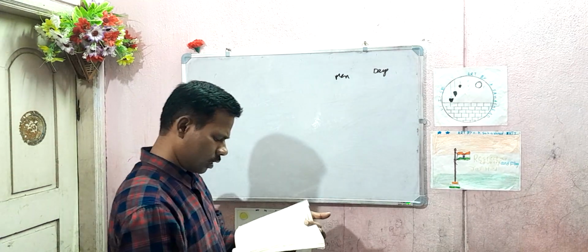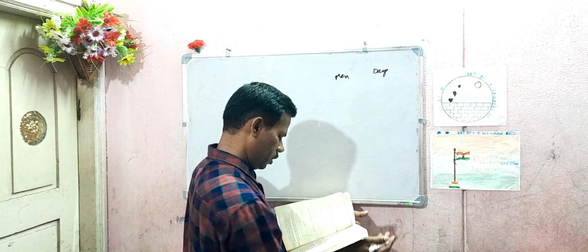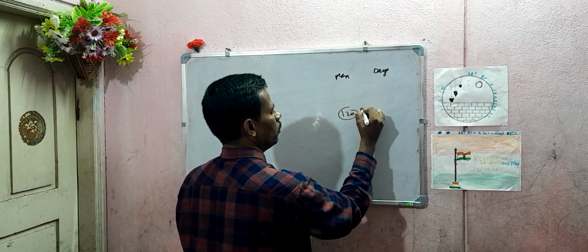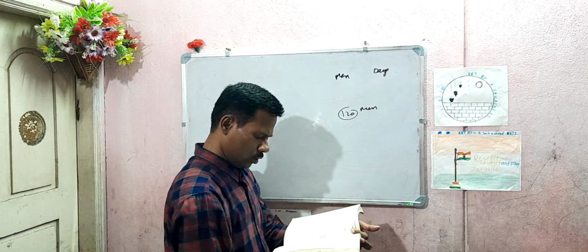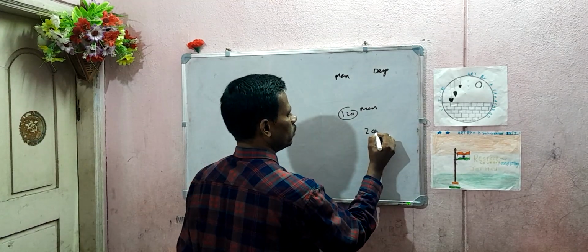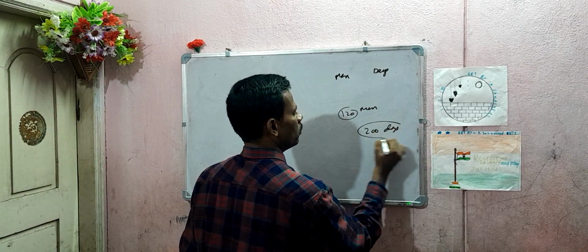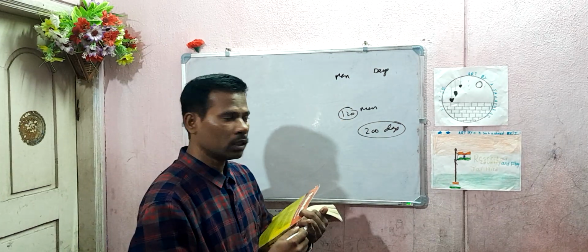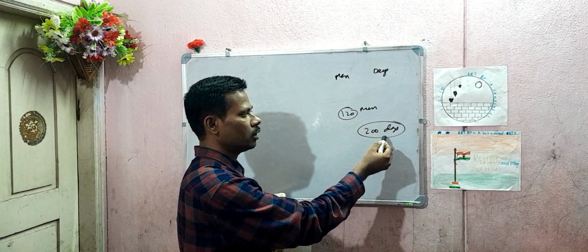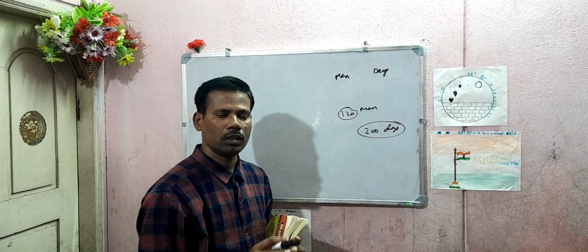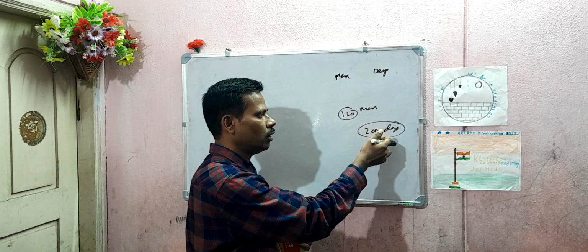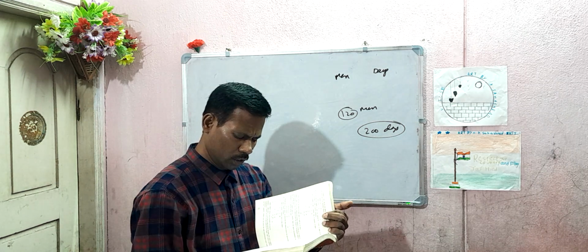Actually, what was the condition here? 120 men were there, and the food sufficient for them is 200 days. That means in a small village, 120 men lived and food is available for 200 days.